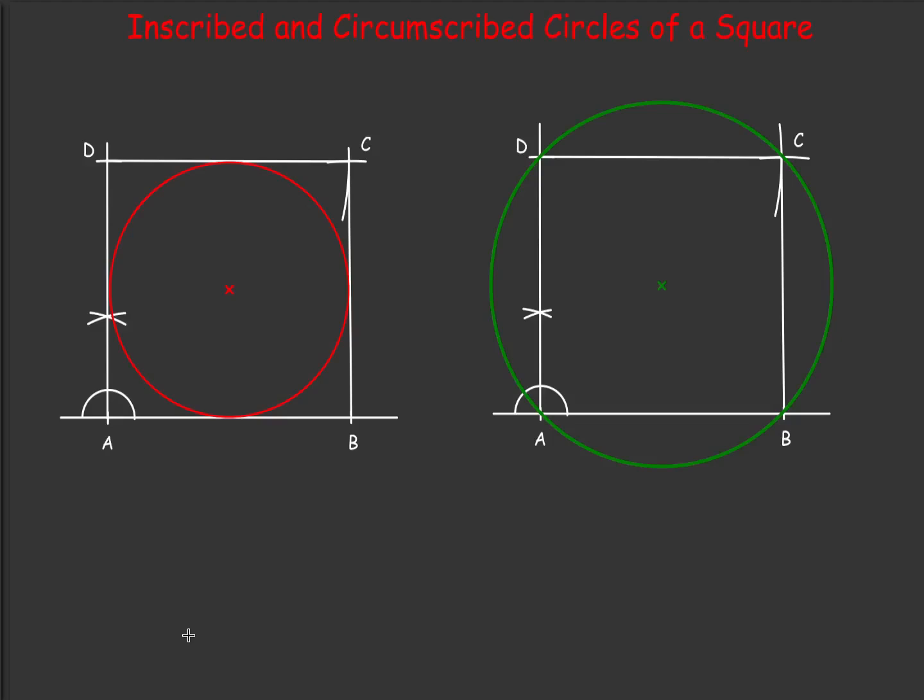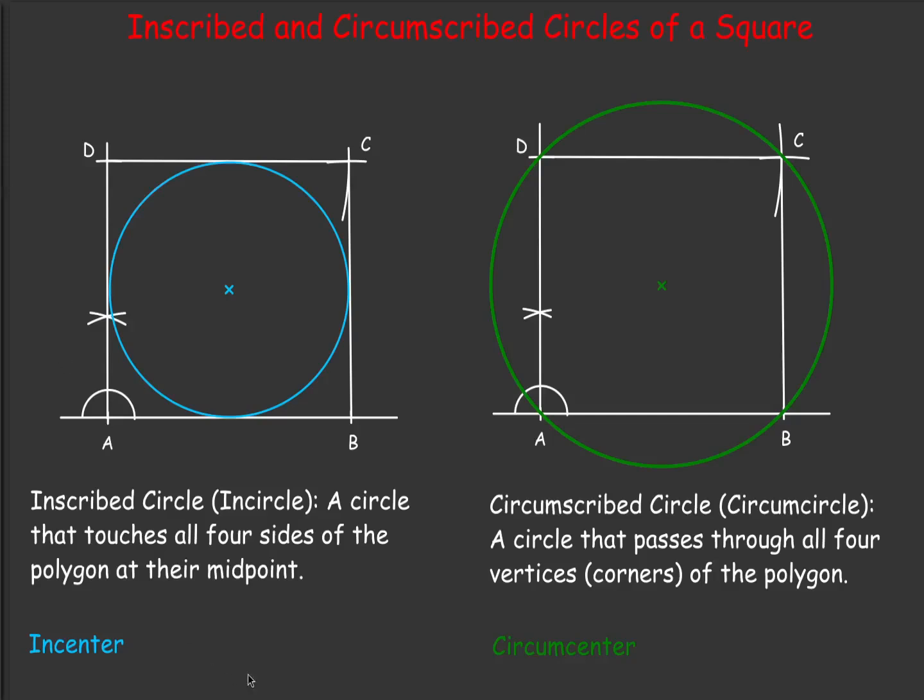In this lesson, we are looking at how to construct an inscribed and circumscribed circle of a square. Without much ado, let's quickly look into it. Now, before we look into it, let's look at the terms we need to know.